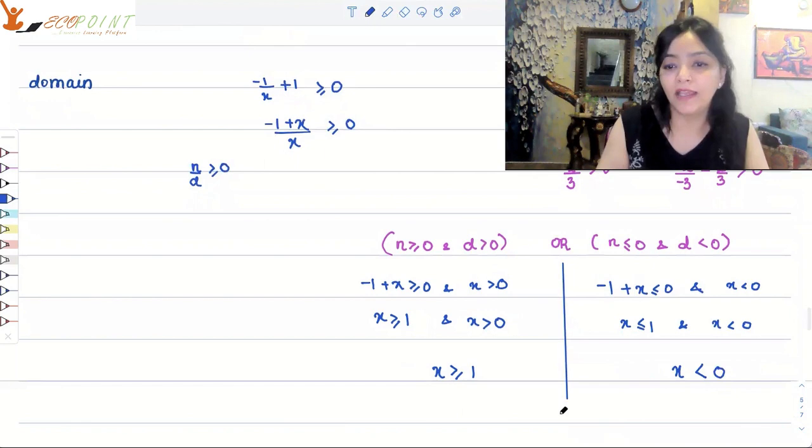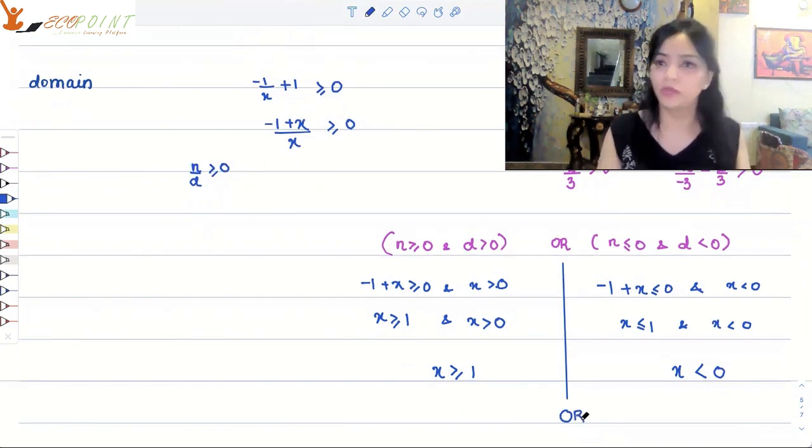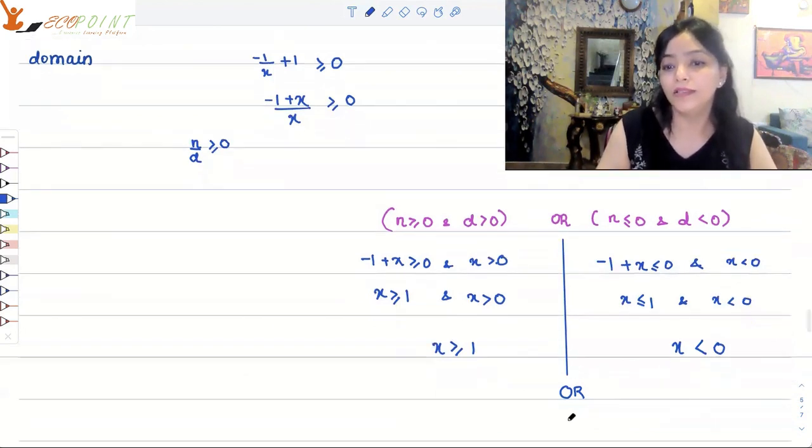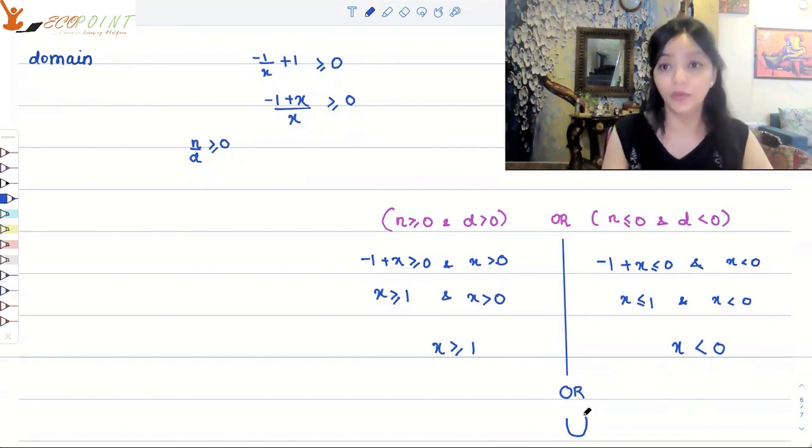Now what is happening is either x should be greater than or equal to 1, or it could be strictly less than 0. In both the scenarios, the entire input that we have, -1 plus x whole thing upon x, would turn out to be a positive ratio. Now, either or, in a set theoretical manner, would give you union, could be denoted as union.